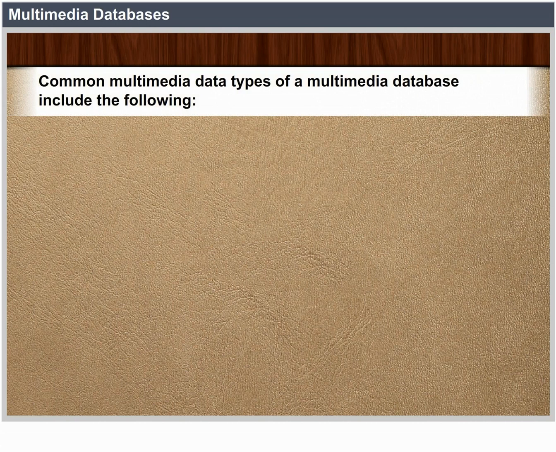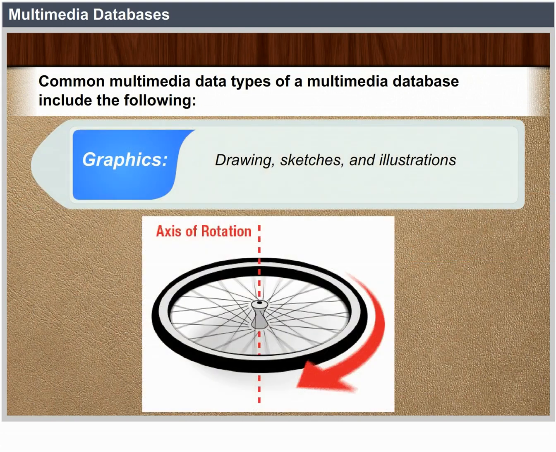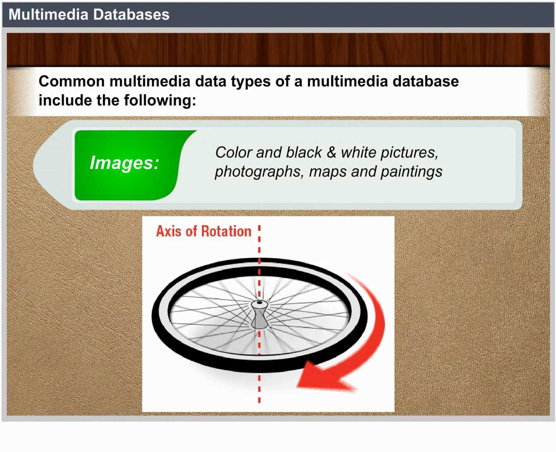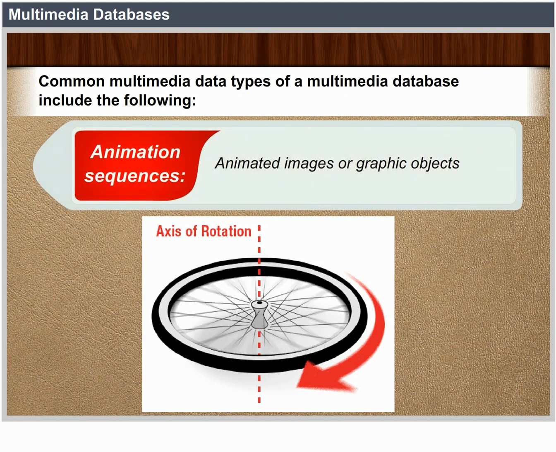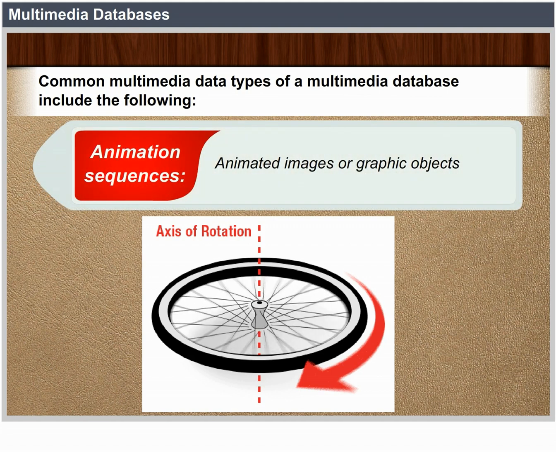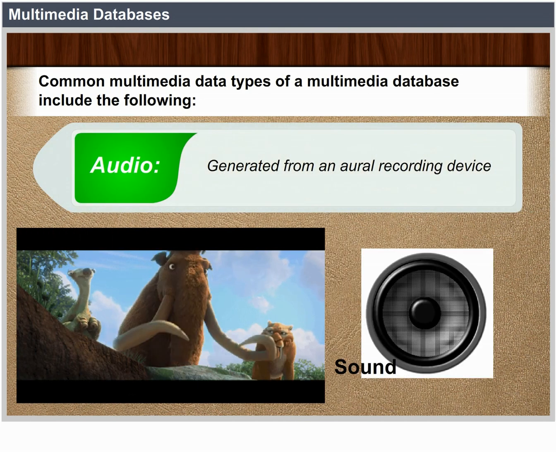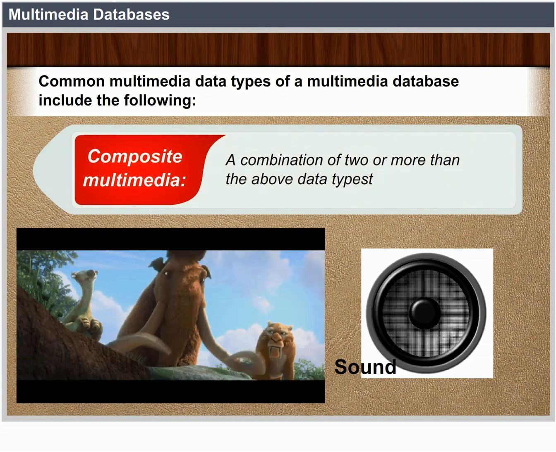Common multimedia data types that can be found in a multimedia database include the following: text, graphics, drawings, sketches and illustrations, images, color and black and white pictures, photographs, maps and paintings, animation sequences, animated images or graphic objects, video, a sequence of images, frames, typically recording a real-life event and usually produced by a video recorder. Audio, generated from an oral recording device. Composite multimedia, a combination of two or more of the above data types.